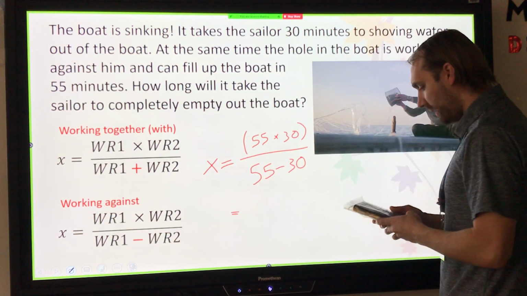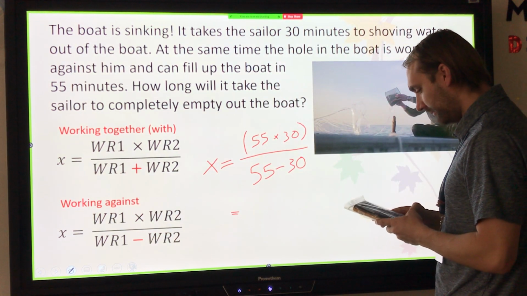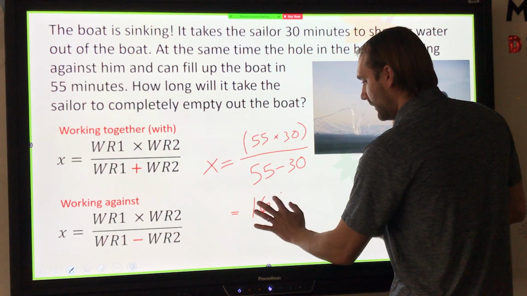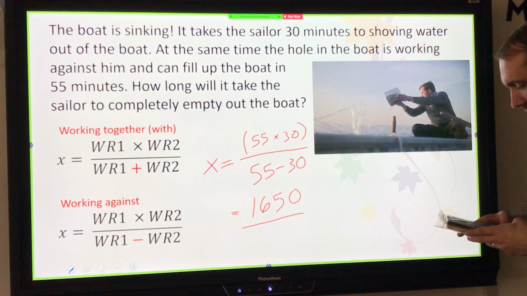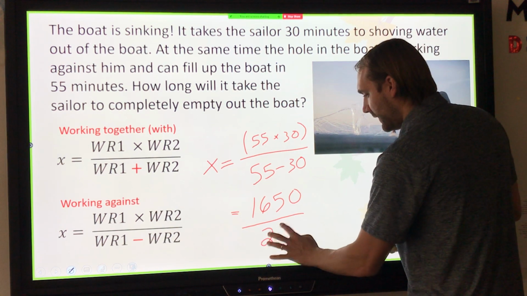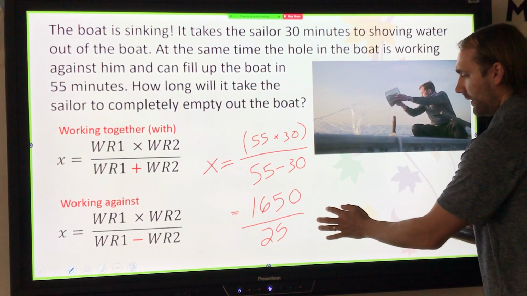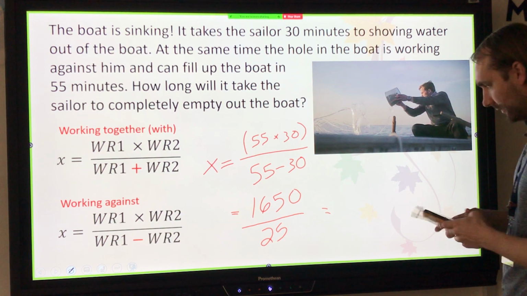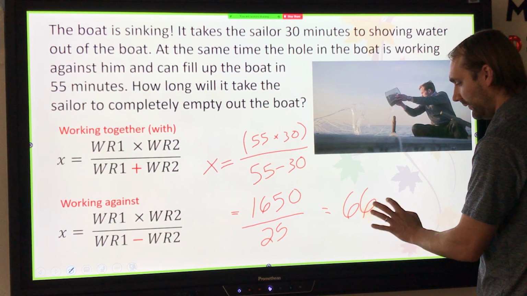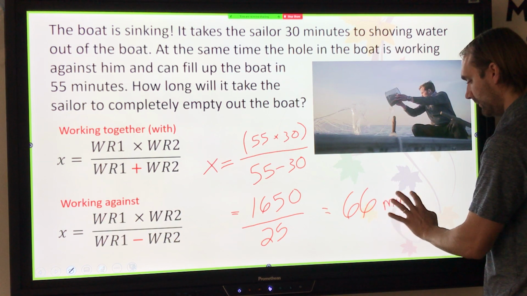So on the top, I have 55 times 30, which is 1,650, over 55 minus 30, which is 25. And if I were to divide and simplify, I get 66 minutes.